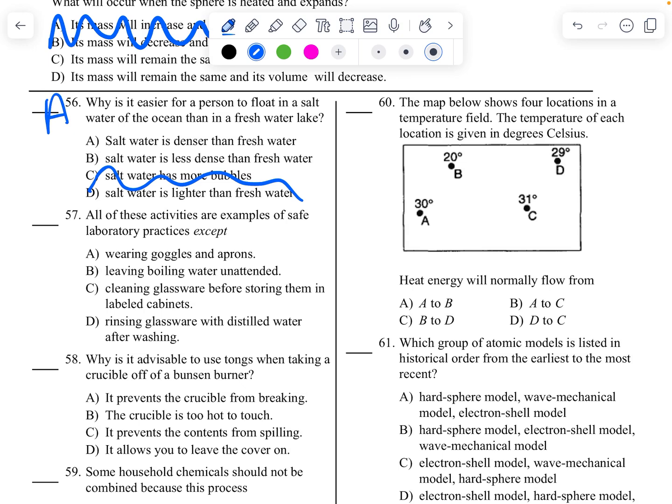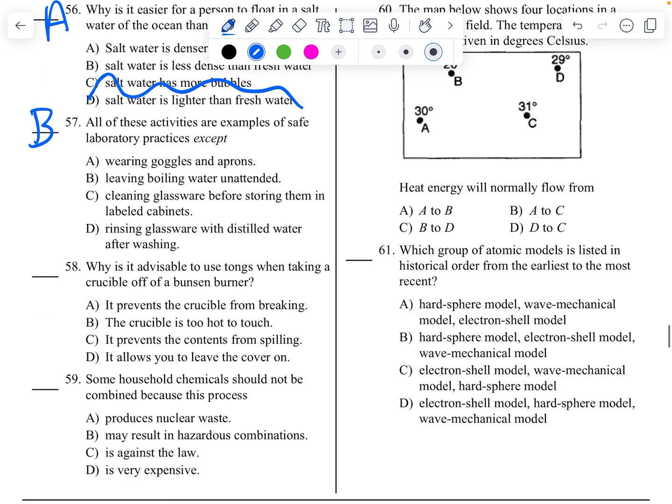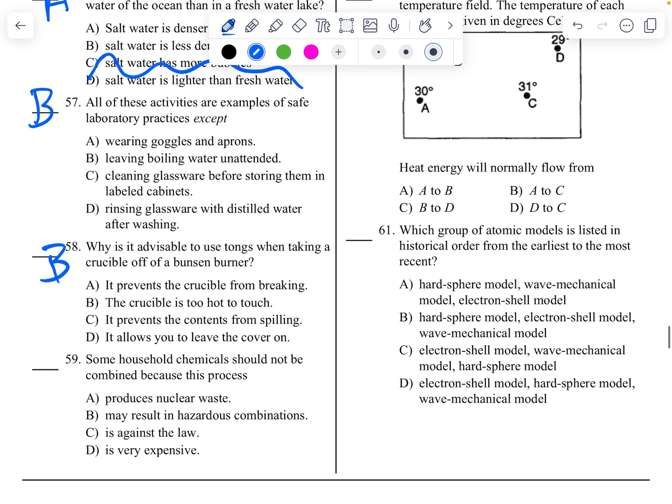Say what is not safe? Actually, it's not the same question, but it's B. It's the same idea. Why is it advisable to use tongs? It's hot. Goodness. Some household chemicals should not be combined because combinations, chemical reaction. Produces nuclear waste? No, nuclear waste is not chemical waste. Is against the law. What the heck?